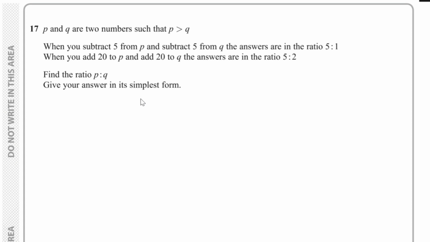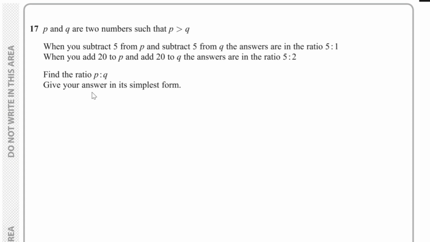Question number 17. P and Q are two numbers such that P is greater than Q. When you subtract 5 from P and subtract 5 from Q, the answers are in the ratio 5 to 1. When you add 20 to P and 20 to Q, the answers are in the ratio 5 to 2. We have to find the ratio of P to Q, give your answer in its simplest form.